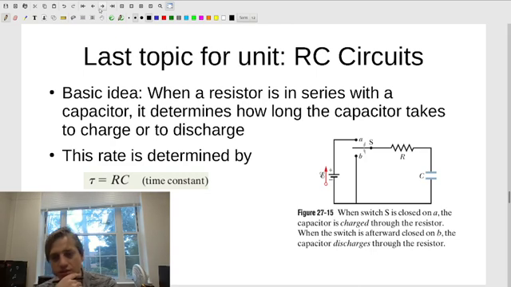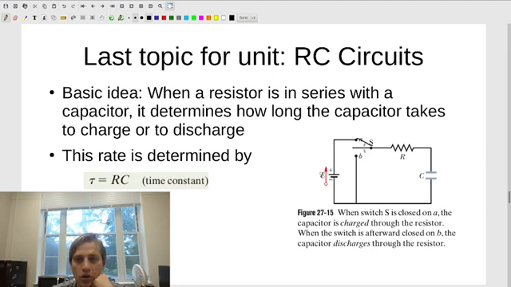Now let's go to our very last topic of this unit, and that's an RC circuit. Now this is a little bit special because so far we've only done circuits containing just capacitors and just resistors. So how is that going to change if we put a capacitor and a resistor in a circuit? Well, let's think about it. We start out with a capacitor that doesn't have any charge. Then you flip a switch.